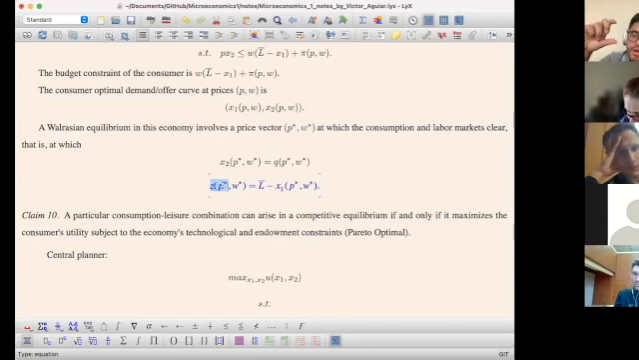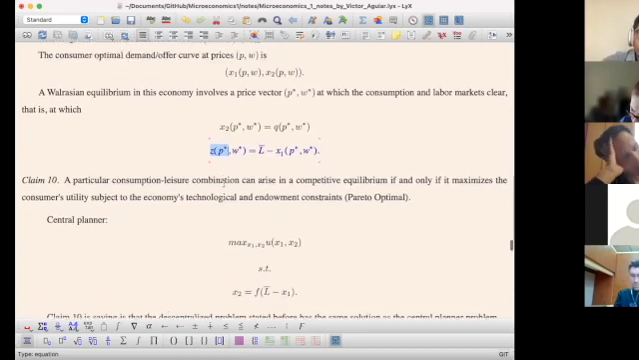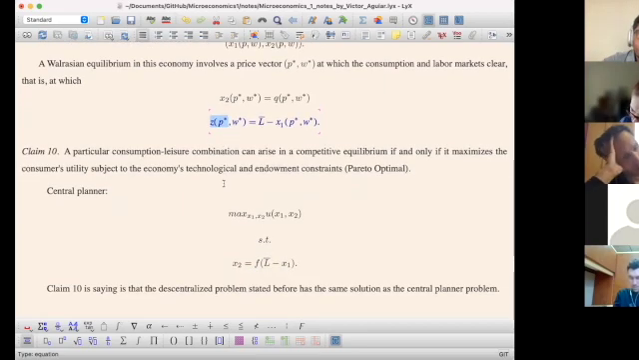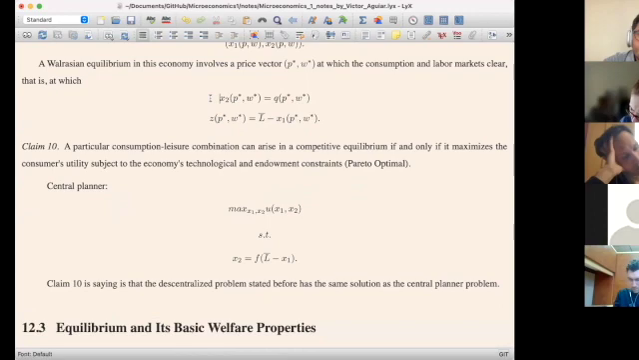Second observation, remember that we cannot recover P and W separately. We can only recover them up to a ratio, right? So we have to normalize one of the prices to one, and then we recover the price of the other, or essentially we can recover P divided by W. In other words, we can only recover relative prices. So in this case, we can fix the price of coconuts to one, and then just solve for the wage.